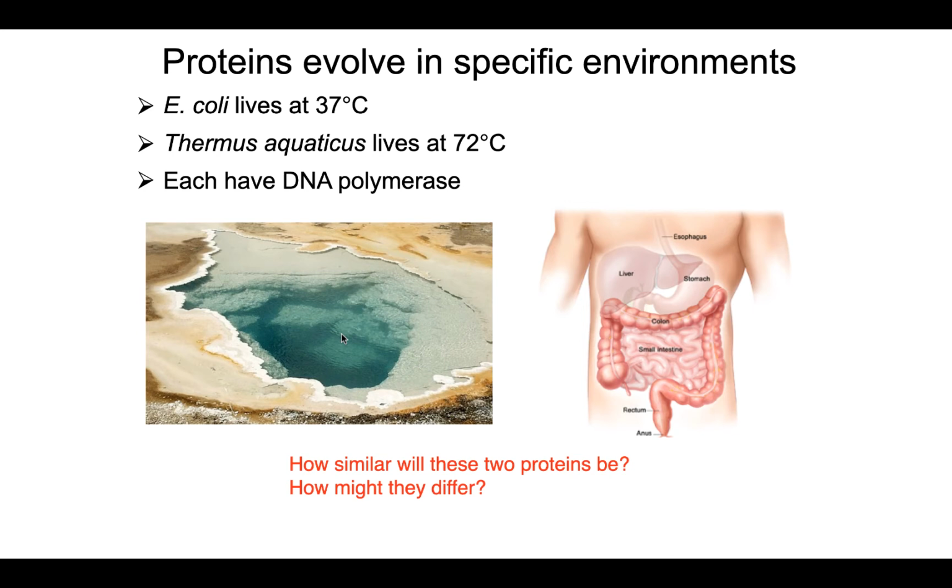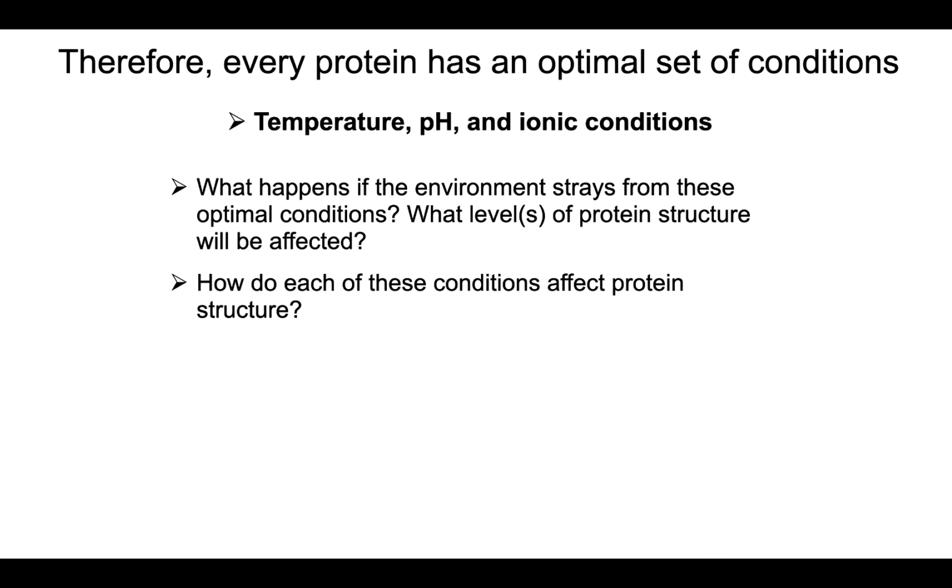So even though both DNA polymerases came from a common ancestor, because the two different organisms live a different lifestyle, have a different temperature, those proteins will begin to evolve different structures. And what this means is that each protein has an optimal set of conditions. They evolved in a specific set of conditions. They will then have an optimal set of conditions in which they function best: the optimal temperature, an optimal pH, and optimal ionic conditions.